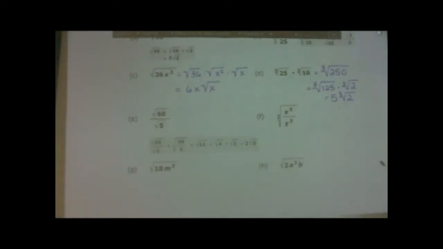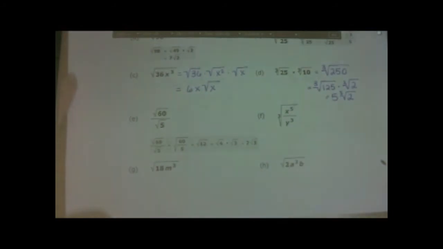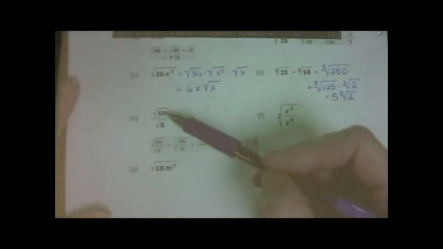All right, let's take a look at E. This one is worked out for you. I have the square root of 60 over the square root of 5. Here's why I'm going to do what I'm going to do. I want to put these under one square root using the quotient rule. And the reason why I'm going to do that is because guess what? 60 evenly divides by 5. May not be the best move if it doesn't, but since it does, this is going to allow me to simplify. So I'm going to put it under one square root, 60 divided by 5.